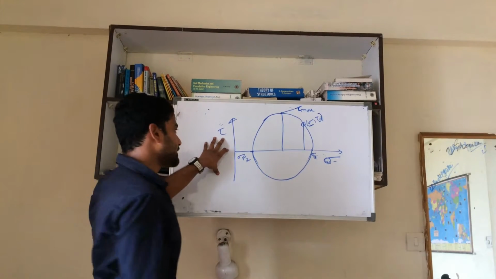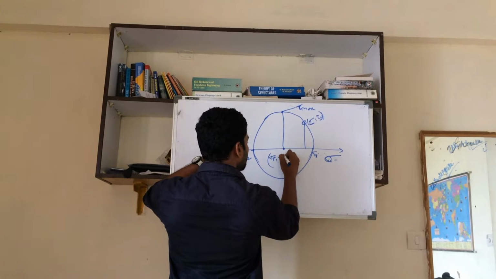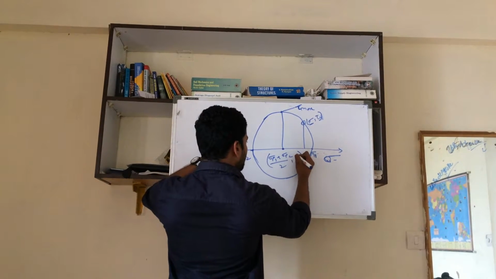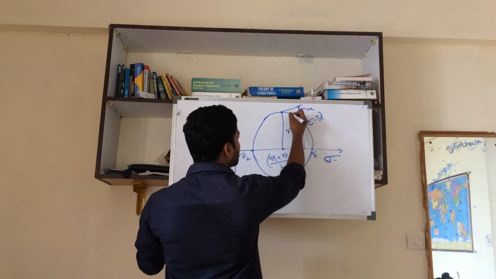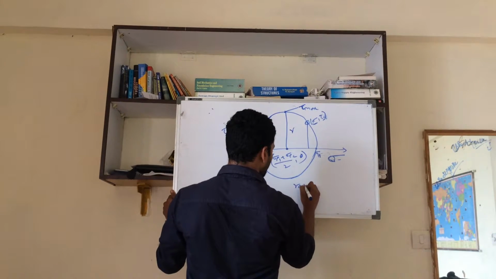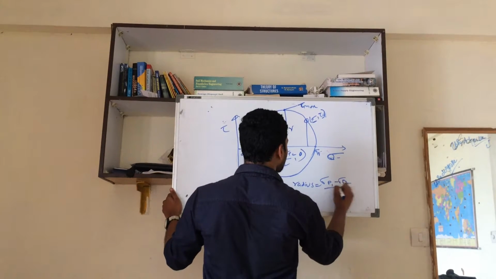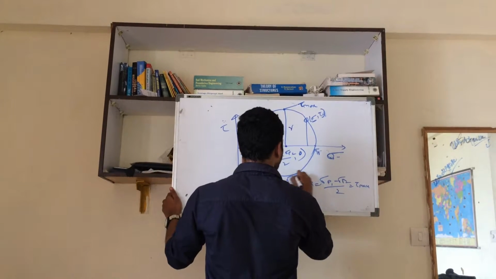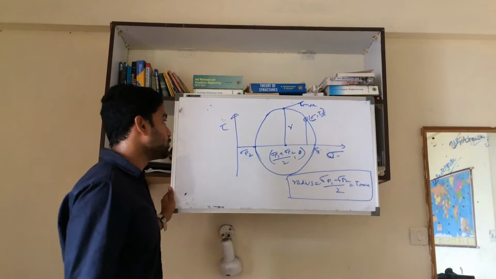So this is the center. How will you get the center? Center would be equal to sigma p1 plus sigma p2 by 2 comma 0, and the radius would be equal to tau max, or the radius can also be written as sigma p1 minus sigma p2 by 2, that is equal to tau max. So this is the radius of the Mohr circle, and this is the center of the Mohr circle.